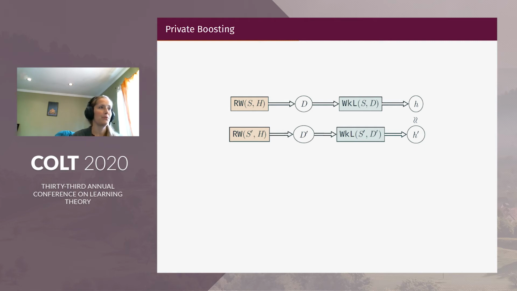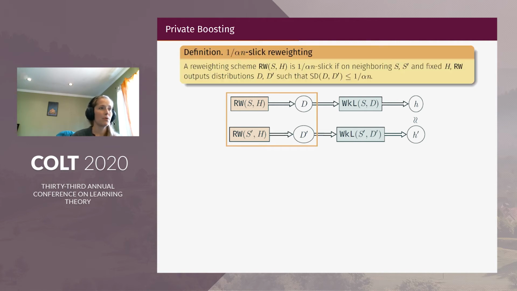To enforce this, we define two requirements, one for the reweighting algorithm and one for the weak learner. We define a notion called slickness, where we say that a reweighting scheme is 1 over alpha n slick if, on neighboring samples, it produces distributions with statistical distance bounded by 1 over alpha n.